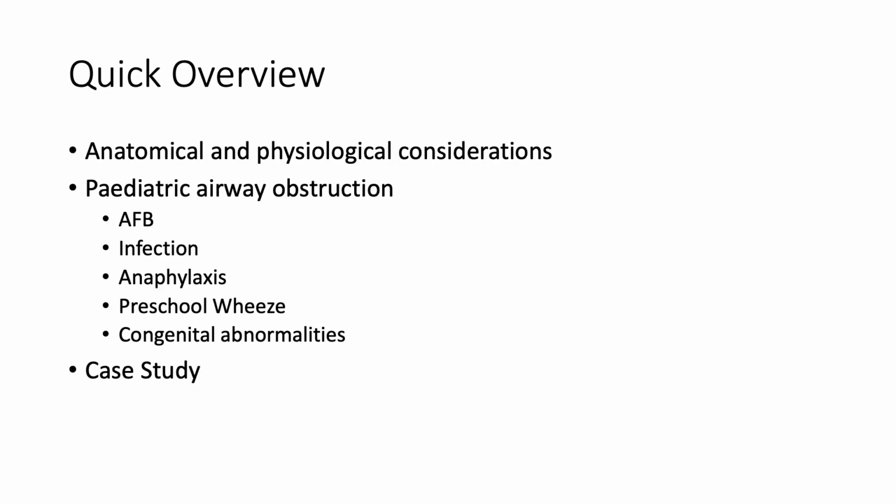So just for a quick overview, we'll look at the anatomical and physiological considerations, so kids versus adults, and then we'll go through a few of the common causes of paediatric airway obstruction and touch on a few of the things that might be perceived for paediatric airway obstruction. And then we'll finish up with a case study and highlight a few takeaway points from this.